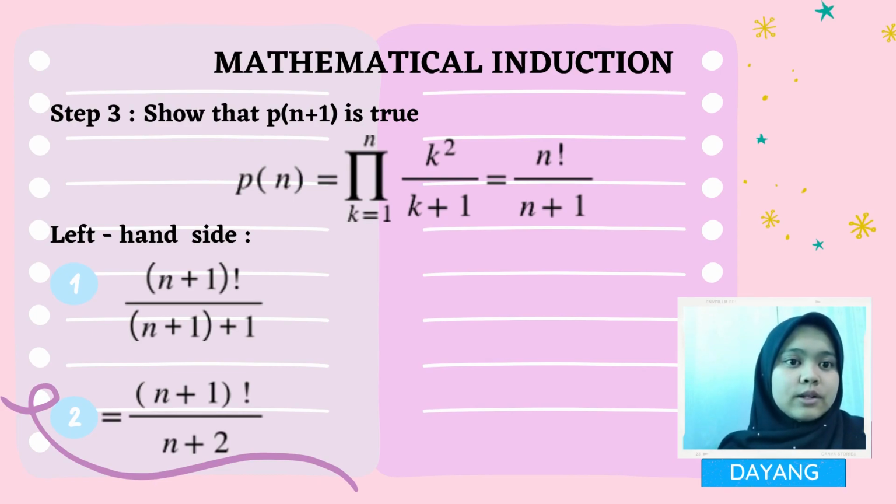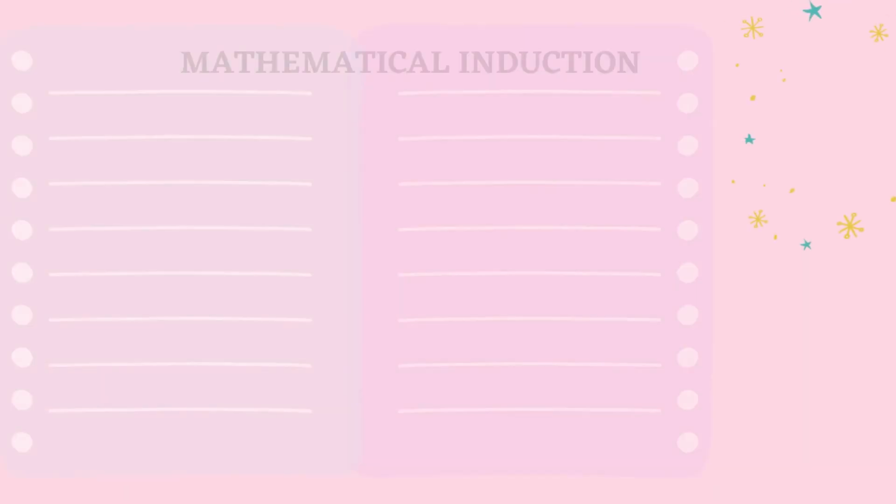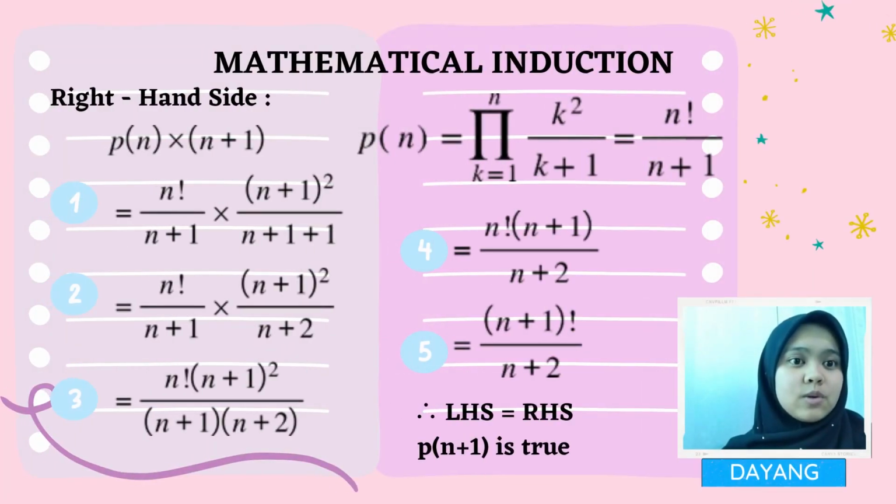So the left hand side, we take the right hand side of Pn, which is n factorial over n plus 1. We substitute the n with n plus 1, so the answer is (n plus 1) factorial over n plus 2. Right hand side, we will use Pn times the (n plus 1) term. Before this, we used a summation symbol, so we added Pn and the (n plus 1) term. But now we use a product symbol, so we must multiply Pn and the (n plus 1) term. Pn is equal to n factorial over n plus 1. No need to substitute the n with n plus 1. And we multiply with the (n plus 1) term, which comes from k over k plus 1. We substitute the k with n plus 1.